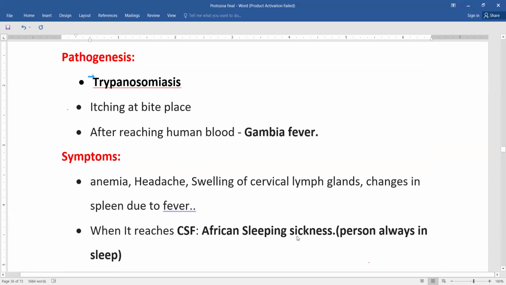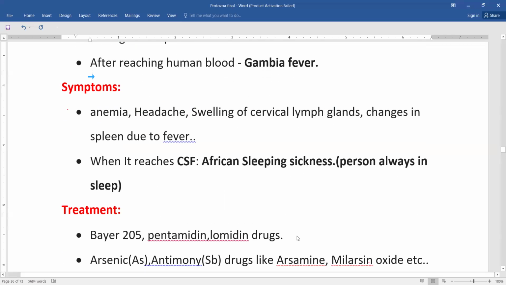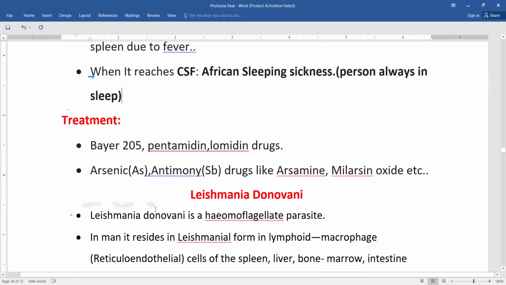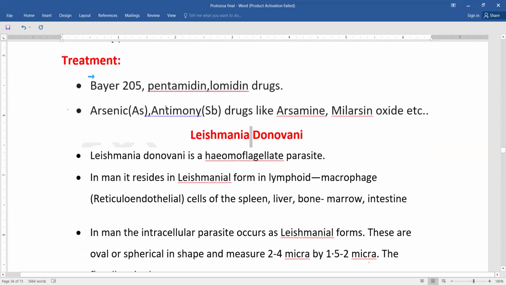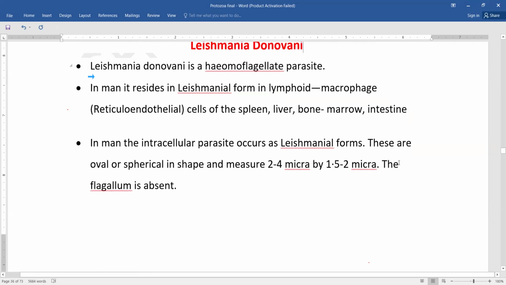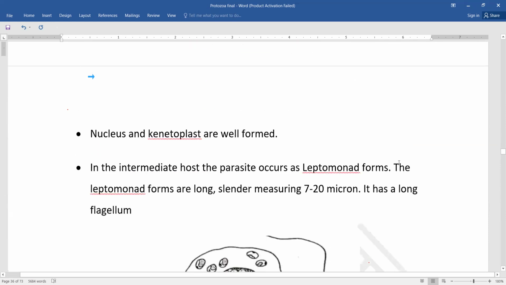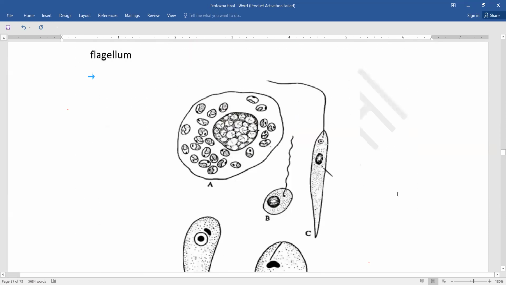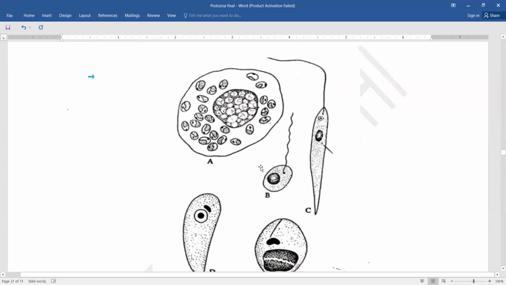Okay. So anyway, yeah. For treatment, pentamidine (Lomidine) drugs are generally used, and the arsenic antimony drugs like arsamine and melarsoprol oxide can also be used. That is about Trypanosoma gambiense. And then, yeah, Leishmania. It is also similar to Trypanosoma anyway.